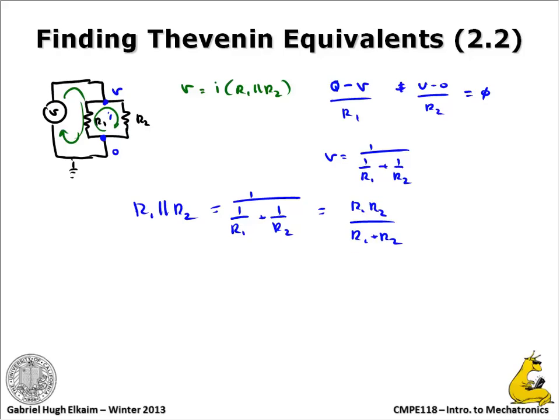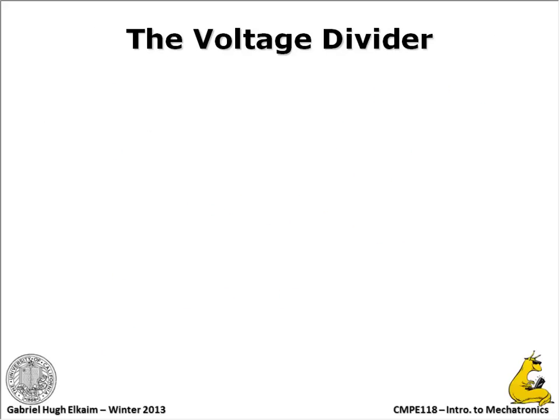Right? So the idea here is that we have resistors in parallel, and we do the same thing if they're in series. And in series, it's even easier. R1 in series with R2 is just equal to R1 plus R2. And you can see that if you just add up the voltage drops, it just keeps going that way as you go around. Okay, so now let's look at something a little more useful, the voltage divider.